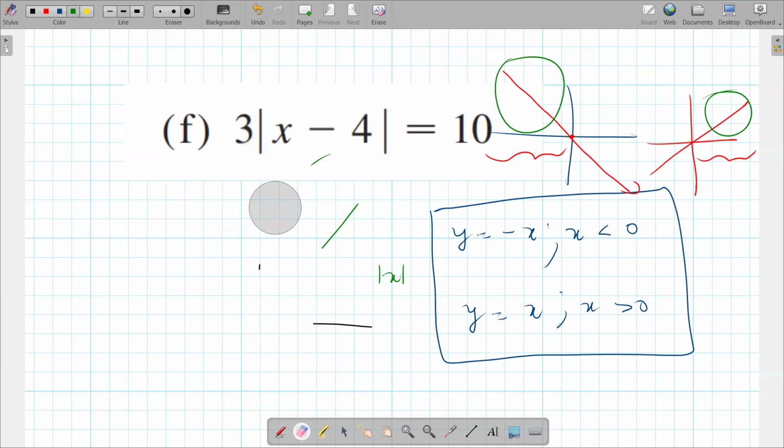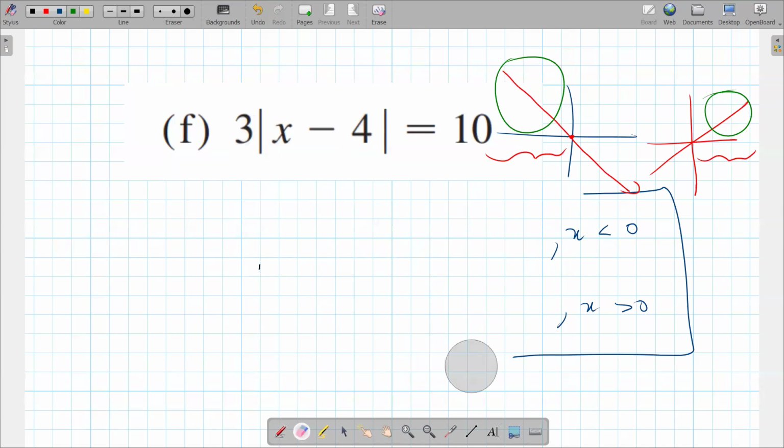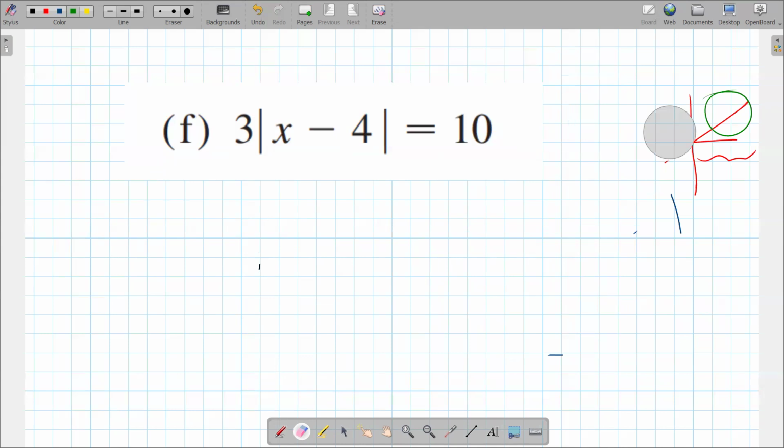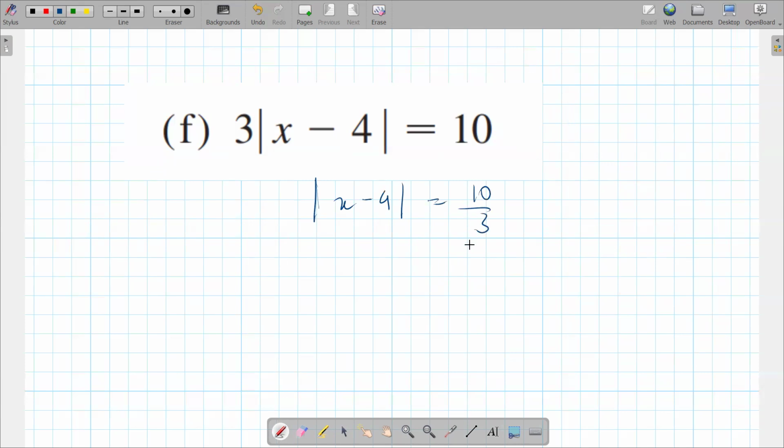The question is asking us to solve this for x. So let's do it. The first thing is very simple. You divide both sides by 3. There's no question about that. So step number 1 is this. Now this next step, you have to know this. It's a little trick that you have to do for absolute value functions.